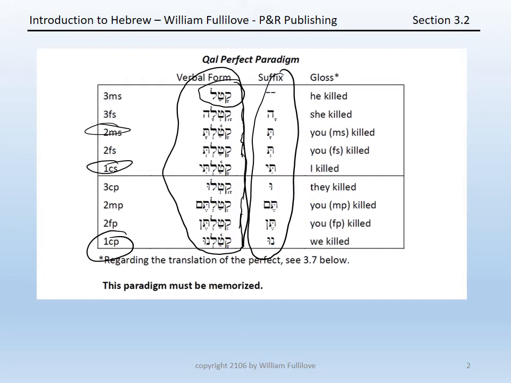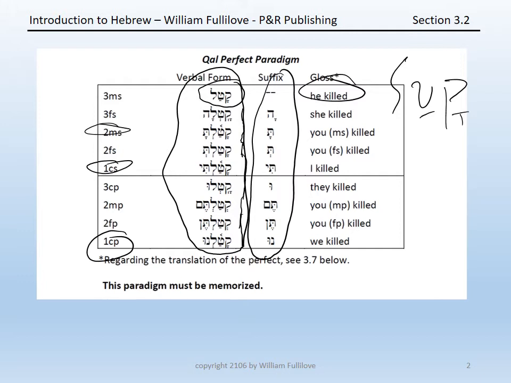A Hebrew perfect, such as these Qal Perfects, can be an entire sentence in itself. Because the Hebrew verb encodes a subject, you do not need an explicit subject. Qatal is in fact, or at least could be, a complete sentence. He killed. Qatala could be a complete sentence. She killed, etc.